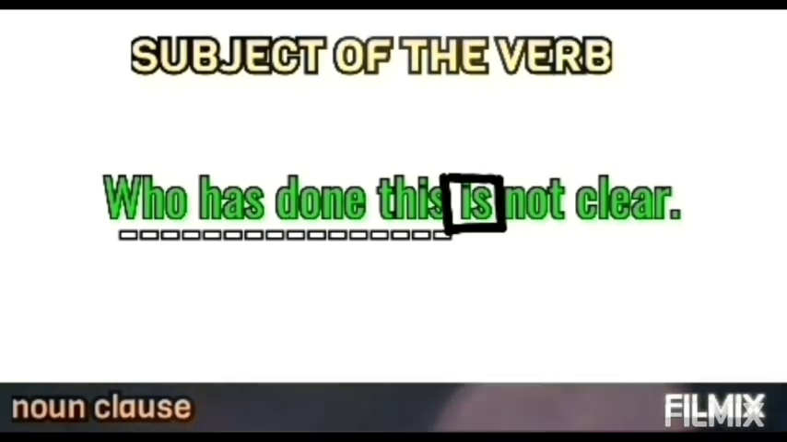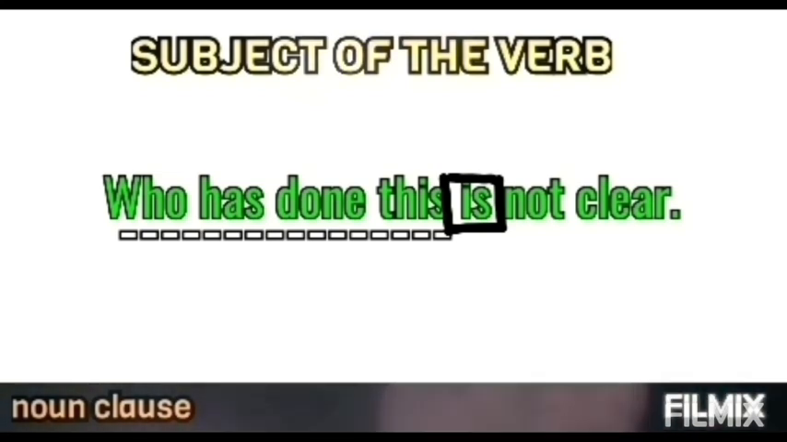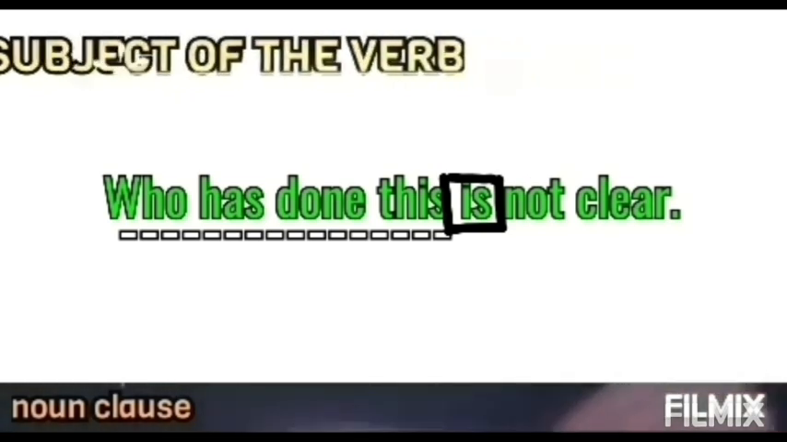So in this way, all these underlined parts have been used in place of subject, and immediately after all these parts is the verb. That is why we have called it the noun clause, subject of the verb.